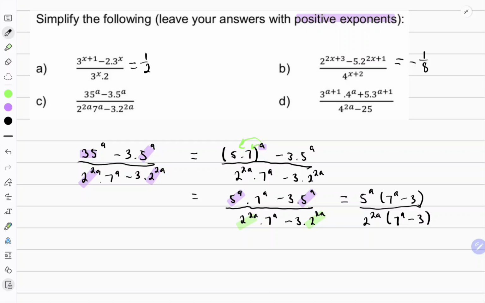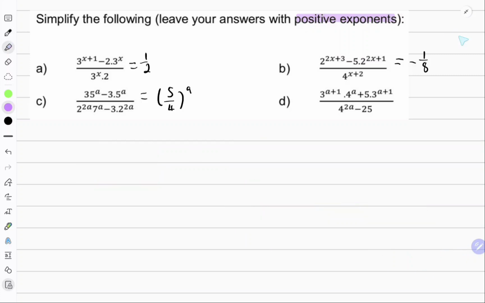So you can see that these expressions can cancel out. So you're left with 5 to the power of a over, and 2 to the power of 2 can be written as 4 to the power of a. So this is the same as 5 over 4, all to the power of a.